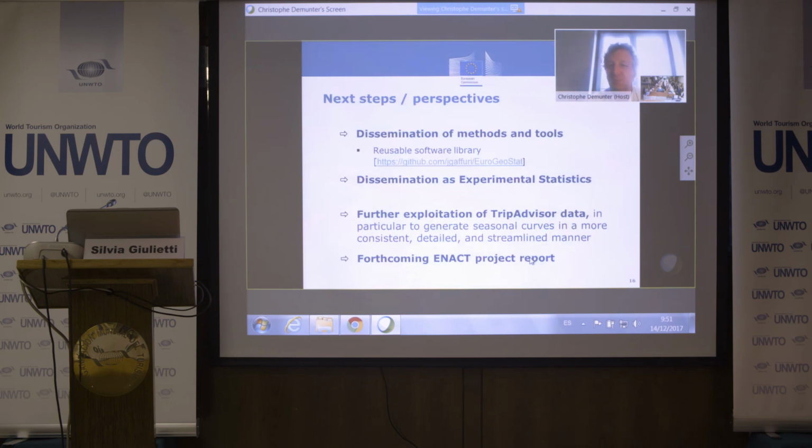So what are the next steps? We want to try not only to present this data in this kind of meetings, but also to share the methodology and the software behind it and the scripts, but also to publish it in a part of the Eurostat website which is called experimental statistics, which is like a playground, but to raise awareness with users. So we definitely want to put this there in the beginning of 2018.